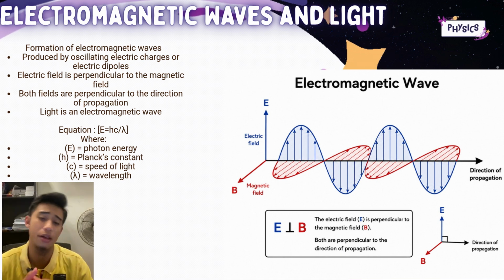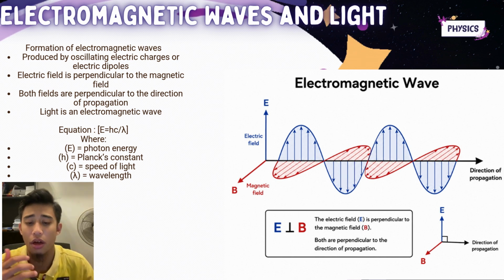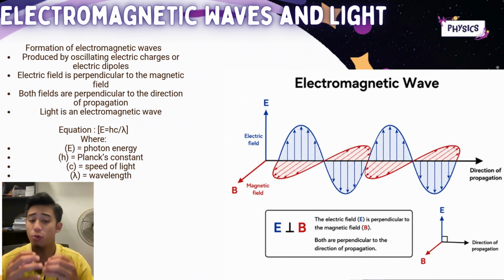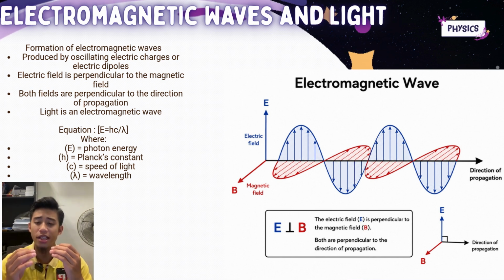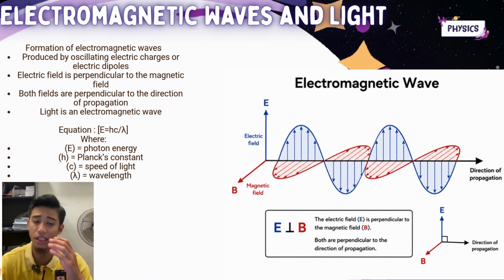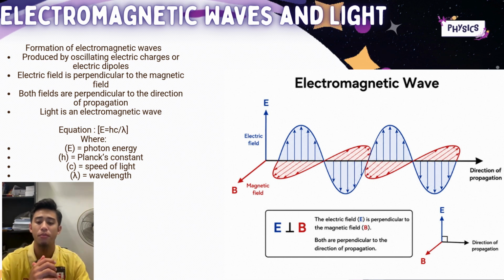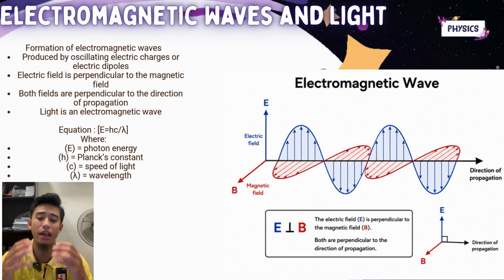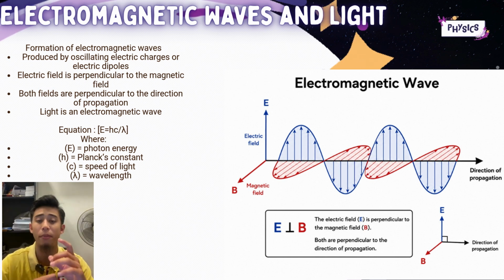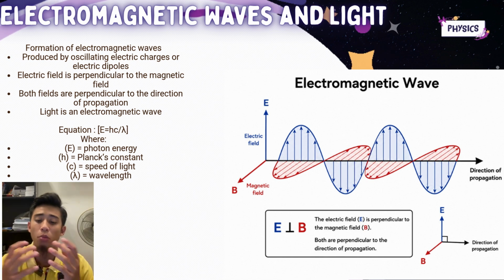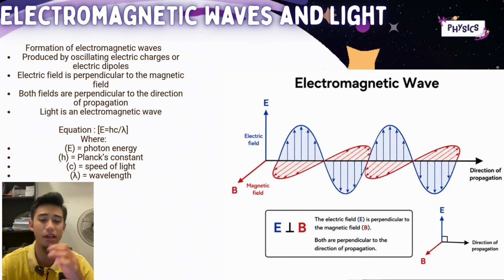The fourth slide is electromagnetic waves and light. Electromagnetic waves are produced when electric charges or electric dipoles oscillate. The oscillating charges produce a changing electric field, which is accompanied by a changing magnetic field. In an electromagnetic wave, the electric field and magnetic field are perpendicular to each other. Both fields are also perpendicular to the direction in which the wave travels.